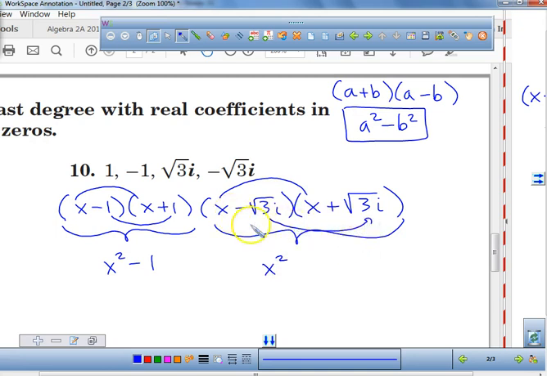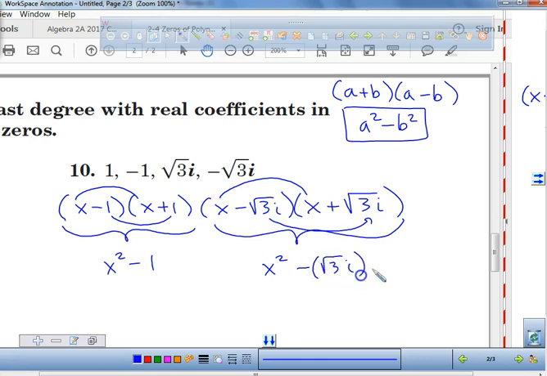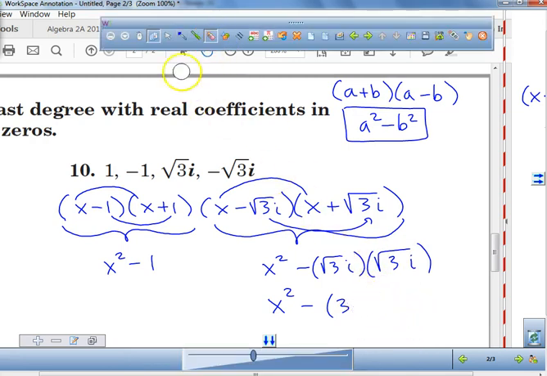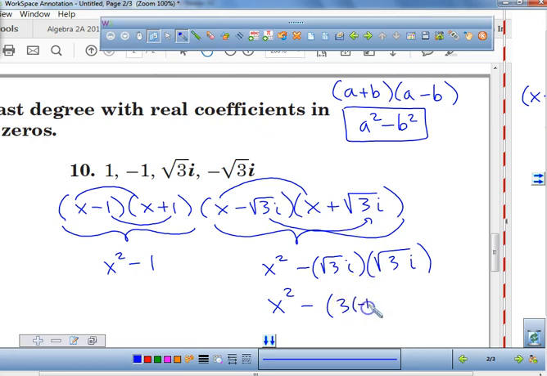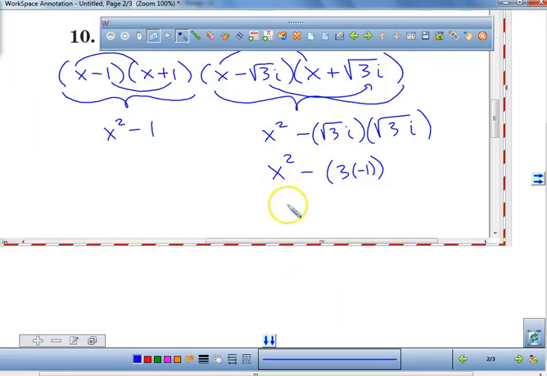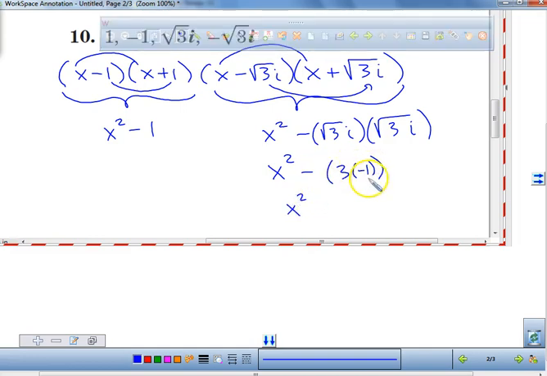Okay. We've got a negative radical 3 times i, and we have a positive radical 3 times an i. So here we go. We have an x squared minus, what is radical 3 times radical 3? 3. Very good. So that's going to be a 3. What is an i times an i? i squared. i squared, but wait. That's right. i squared is negative 1. Right? So we had to multiply that by a negative 1. So I basically have an x squared minus a 3 times a negative 1.